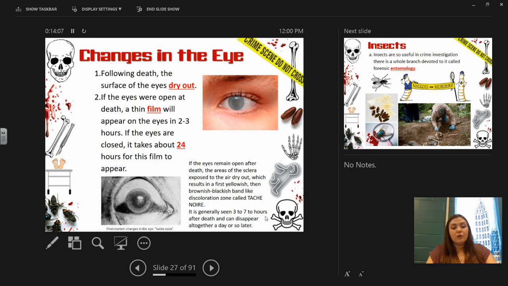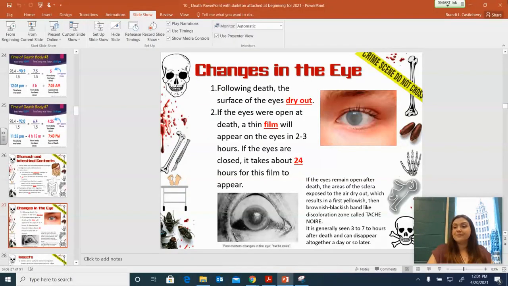Okay, so there are lots of things you can take into account. What do their eyes look like? What is in their intestines? What is their rigor mortis status? What is their algor mortis? What is their temperature? What is their coloring? So you can put all those pieces together and come up with a pretty good, clear time of death. Okay, there we go.